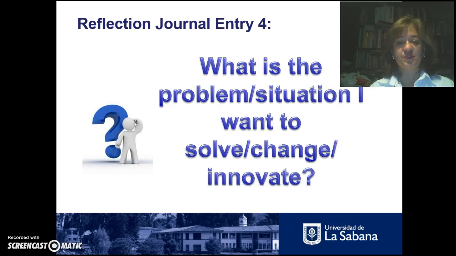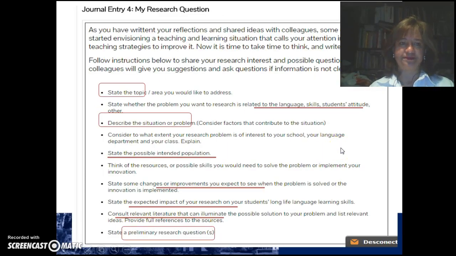Your perception might not be the reality, so we need to gather evidence of this problem by means of journals, surveys, and questionnaires. My recommendation is that you start gathering some informal information in order to support the problem you are having.